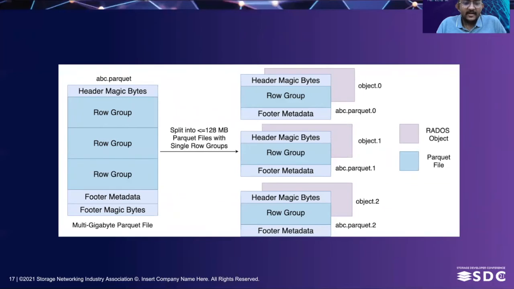For example, if there is a large Parquet file called abc.parquet with several row groups and its own footer metadata and the footer and header magic bytes, when we write this file into Skyhook, the file is split into 16 MB smaller Parquet files with just a single row group, its own footer metadata, and the header and footer magic bytes. So these split files are also Parquet files, but just having a single row group, and they are mapped to a single Rados object. This one-to-one mapping of Parquet files to Rados objects is guaranteed in Skyhook.